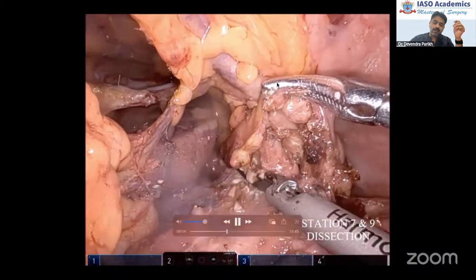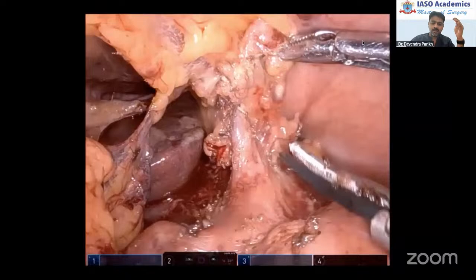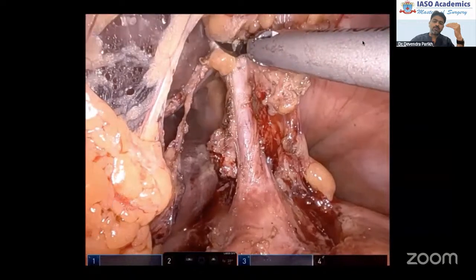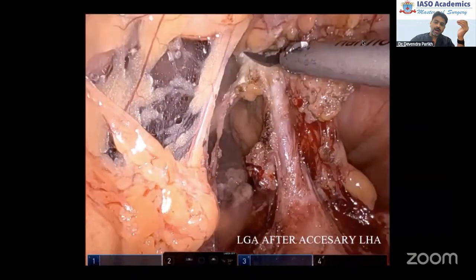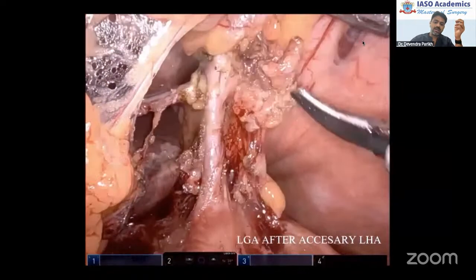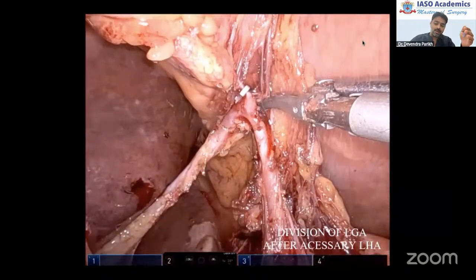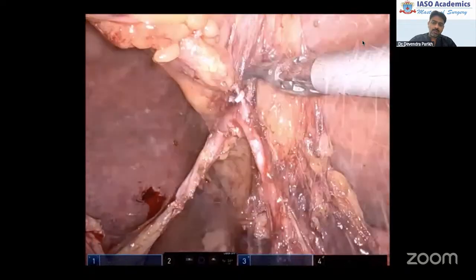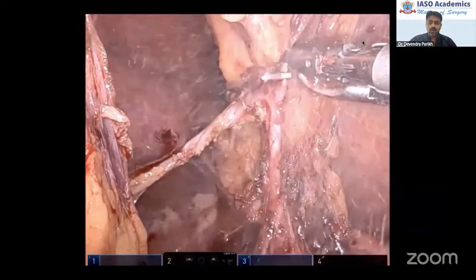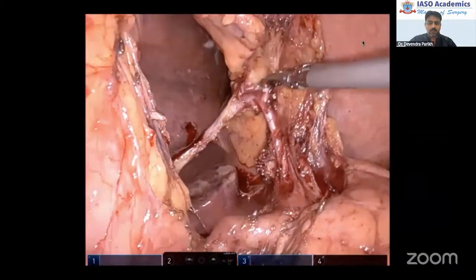Now we have already defined the left gastric artery. This is the left gastric artery. Usually we try and define the entire course of the left gastric artery so that we don't miss any left accessory hepatic artery. As you can see here, the left accessory hepatic artery is arising from the left gastric artery. So if we clip the left gastric artery, then sometimes we may accidentally hamper the blood supply of the left lobe of the liver. So it is very important to define the course, or better to evaluate it beforehand on the imaging, whether there are any anatomical anomalies of the hepatic artery or not.